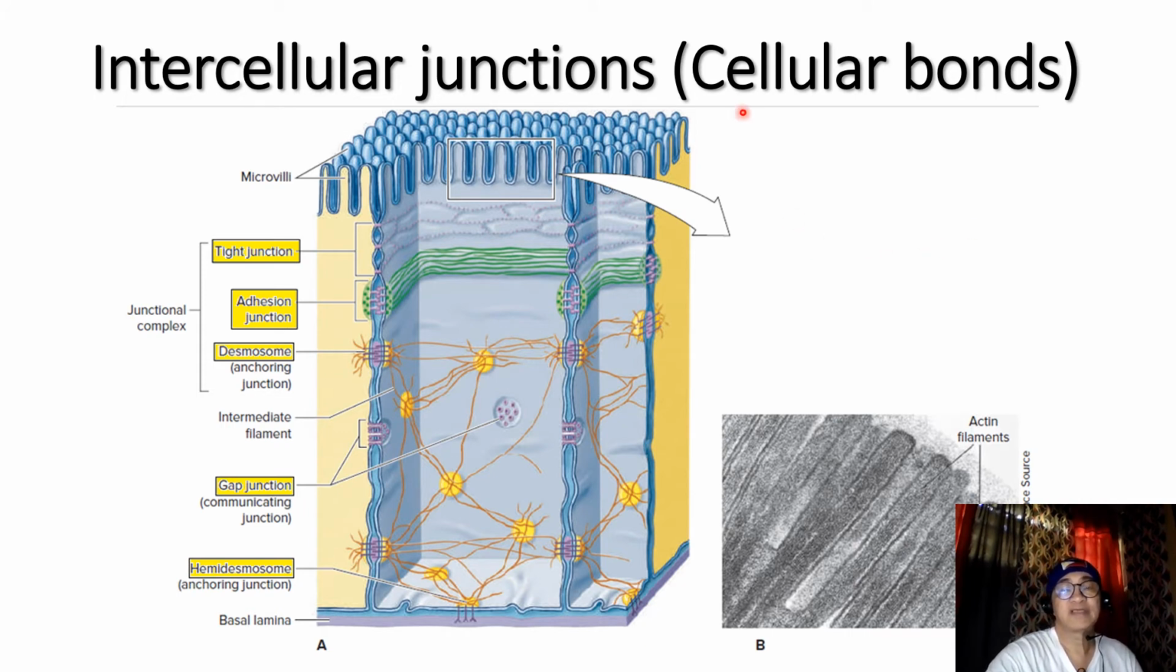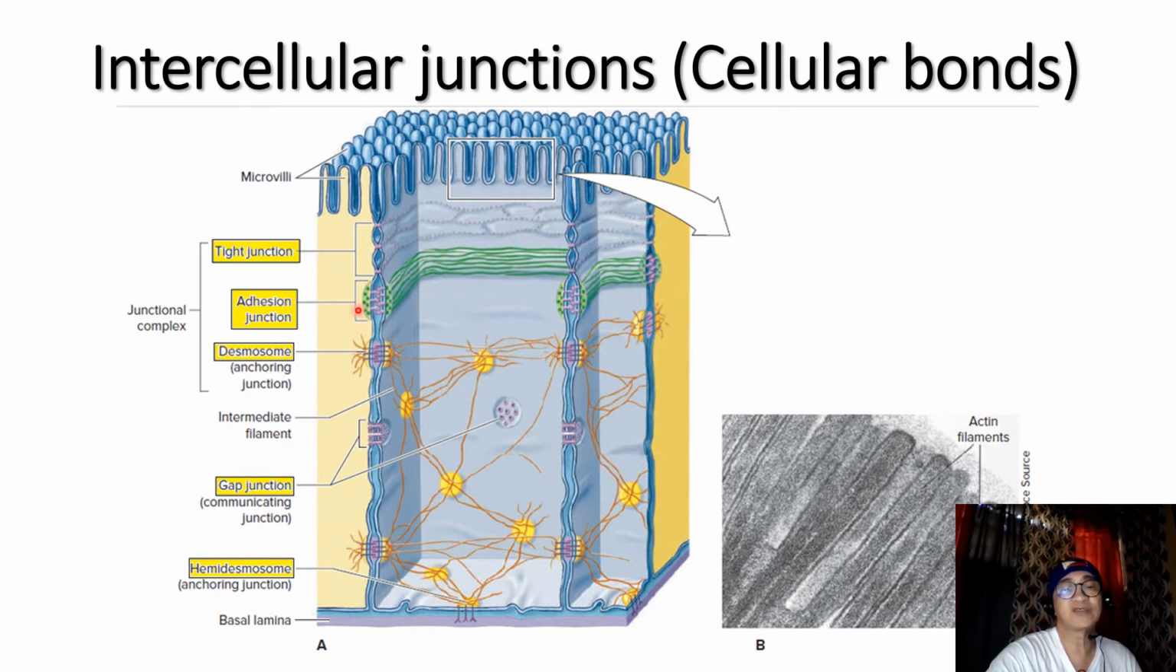In most multicellular organisms, the cells are joined together by intercellular junctions. If atoms are bound together to form molecules by chemical bonds, in multicellular organisms or in tissues, the cells are bound together by cellular bonds, and these are the intercellular junctions. You have several types of intercellular junctions.